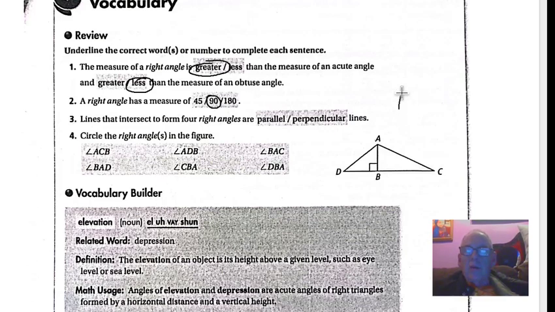Lines that intersect to form four right angles are perpendicular lines. If we have two lines that intersect to form a right angle, by vertical angles, we can have another right angle there. By linear pairs, this has to be a right angle. And by linear pairs or by vertical angles, this other angle has to be a right angle. So all these angles are right, and that goes with these lines being perpendicular at the point of intersection.